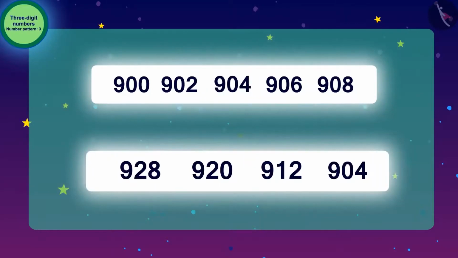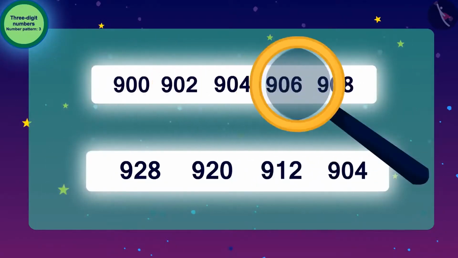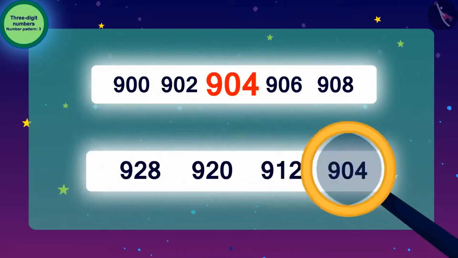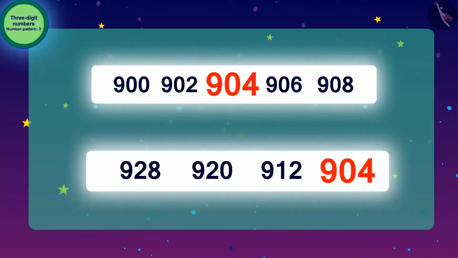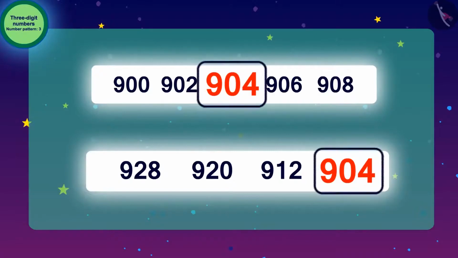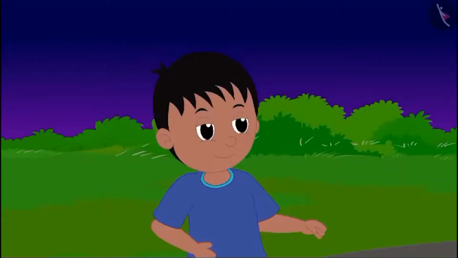Let's look at both the patterns together to find an answer to the alien's last code. Oh wow! We got the answer! 904. We can see that 904 is the number that is in both the patterns. So the answer to our code is 904.